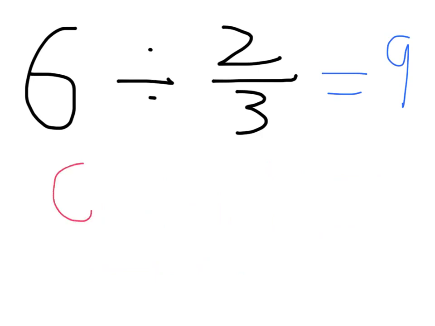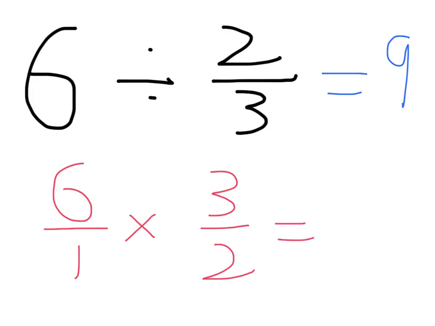If we multiplied, let's represent 6 as 6 over 1. If we multiplied by the reciprocal of this fraction here, the reciprocal is when we just put the denominator in the numerator and the numerator in the denominator. It's also called the multiplicative inverse. I'll write that down for you later. But if we multiply by the reciprocal, we get 6 times 3 is 18, over 1 times 2 is 2, and of course 18 divided by 2 is 9. So that's an interesting thing. We're going to look and see if we can find a pattern with regards to that.